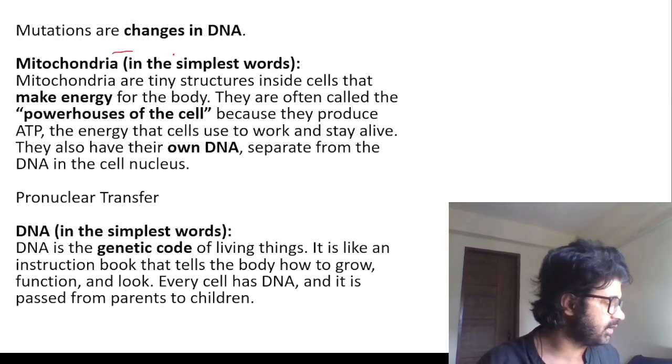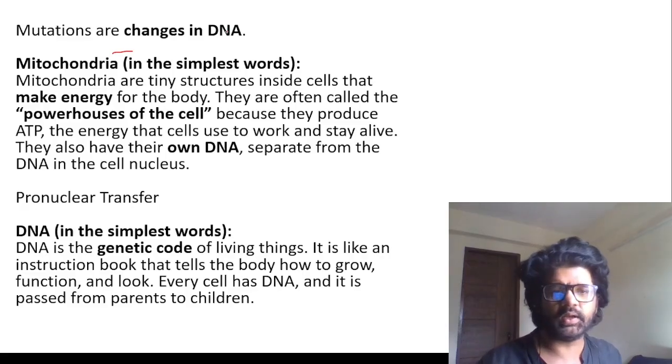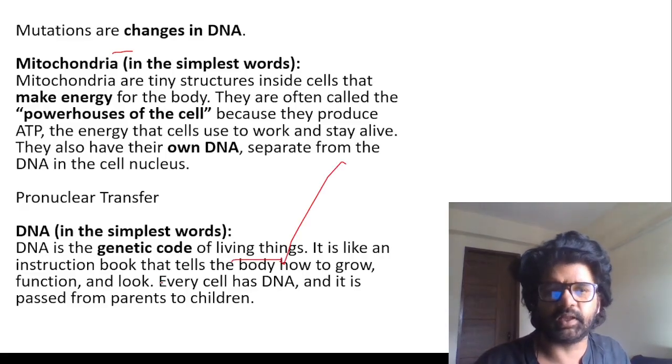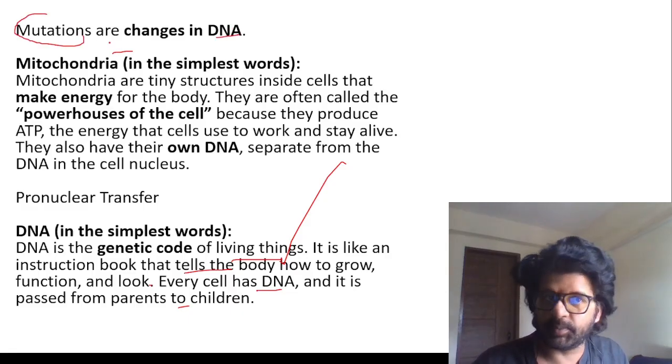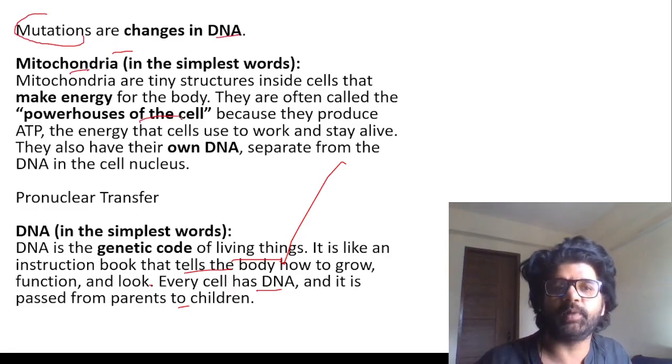Mutations. What is mutation? You have DNA. What is DNA? The genetic code of living things. How we will grow, how we will look, everything is there in DNA. Every cell has DNA. It is passed from parents to children. Changes in DNA are known as mutation. Remember these words. Mitochondria is known as the powerhouse of the cell.